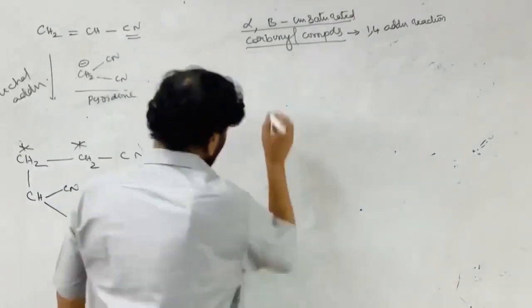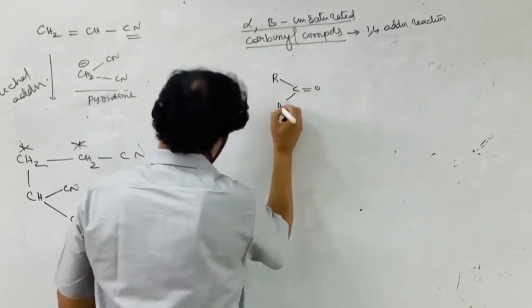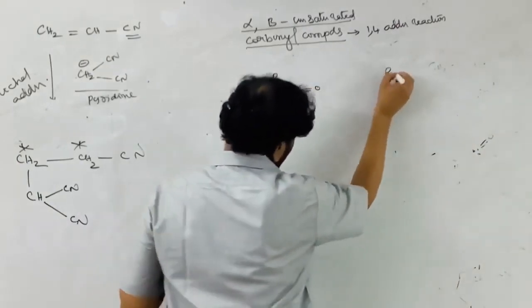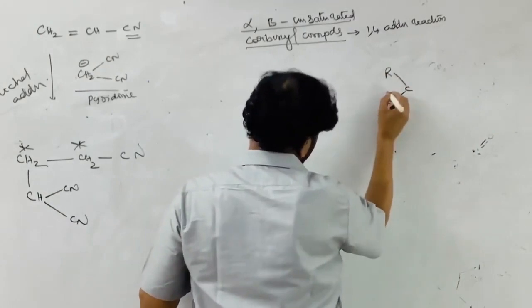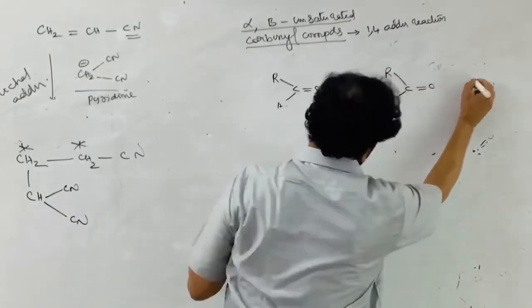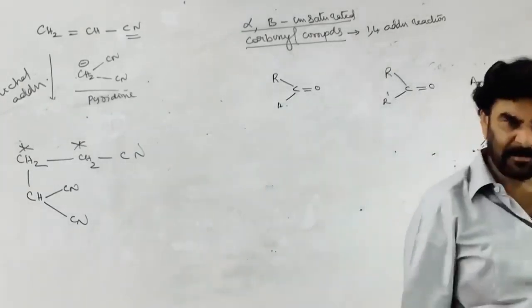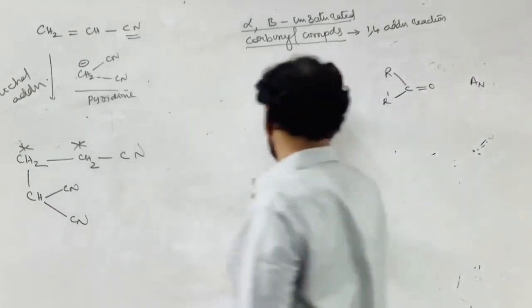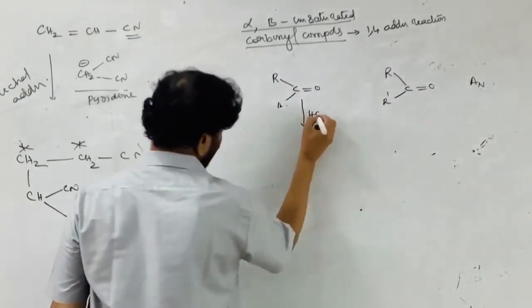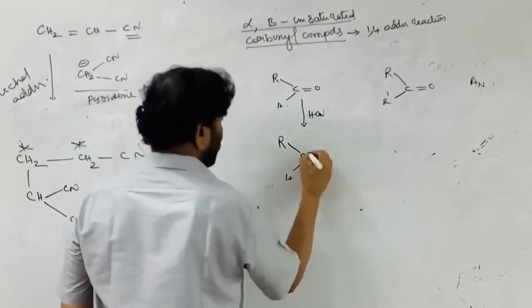See, you know that this is the aldehyde, this is the ketone. They take part in nucleophilic addition reactions. Yes, they take part in nucleophilic addition. If you treat it with HCN, then what happens? Cyanohydrin is formed.